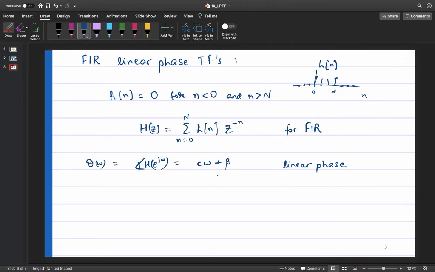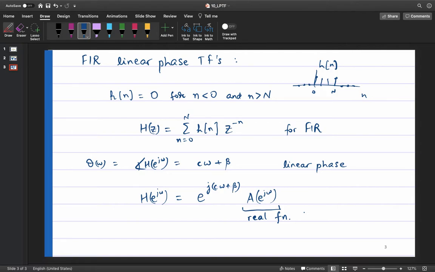Okay, so let's combine the two things. What is the general form for my H(e^(jω))? The general form will be e to the power j(cω plus β), times some A(e^(jω)), where this is a real function. This is the general form for my linear phase transfer function. Now, can we put some more constraints?